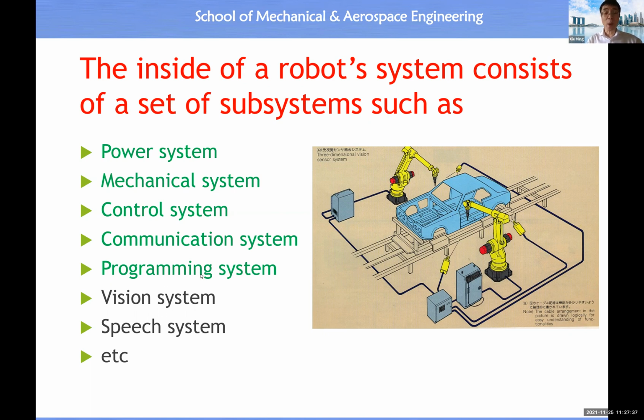So this is the way for us to instruct the robot what to do. And then for an advanced robot system, eventually we may incorporate a vision system. In this case, you see you have a 3D camera there, and it is also good to incorporate a speech system. Then we can let the robot learn our language, and in future we can use human language to instruct the robot to do the intended task. So these are the typical subsystems inside a robot system.